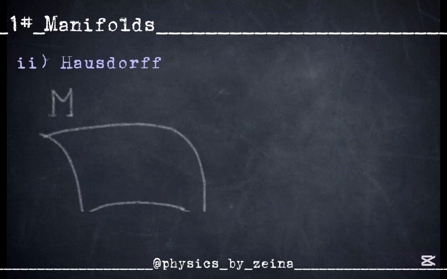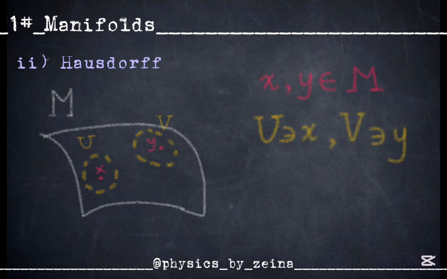Hausdorff is another property, where two distinct points x and y which belong to manifold M have disconnected neighborhoods, such that x belongs to U and y belongs to V, such that the intersection between the two sets U and V is equal to the empty set, meaning that U and V are disjoint sets.